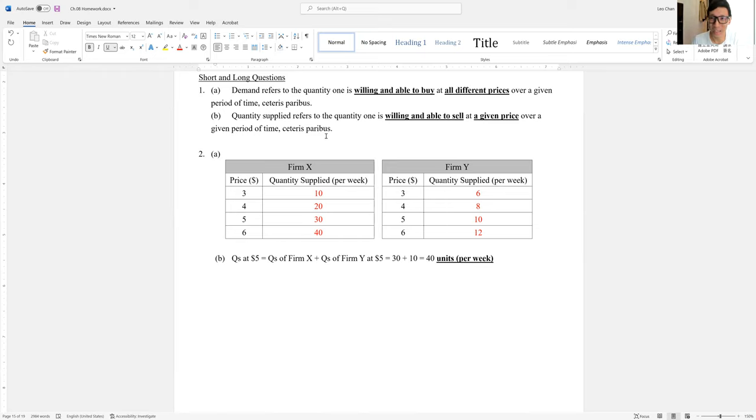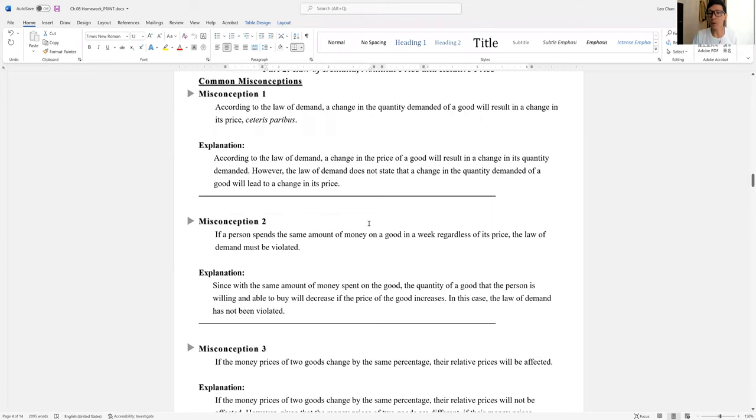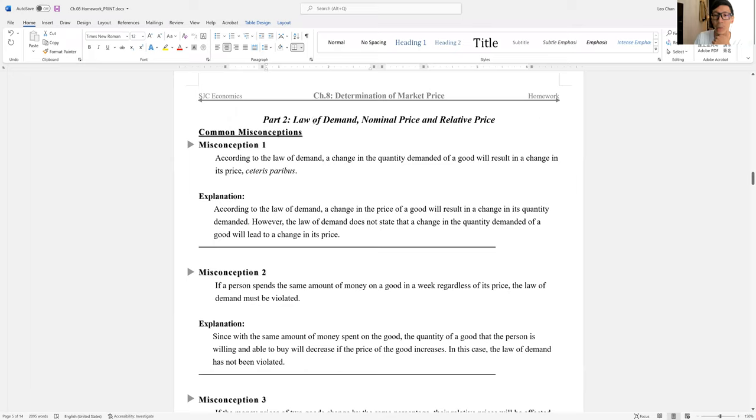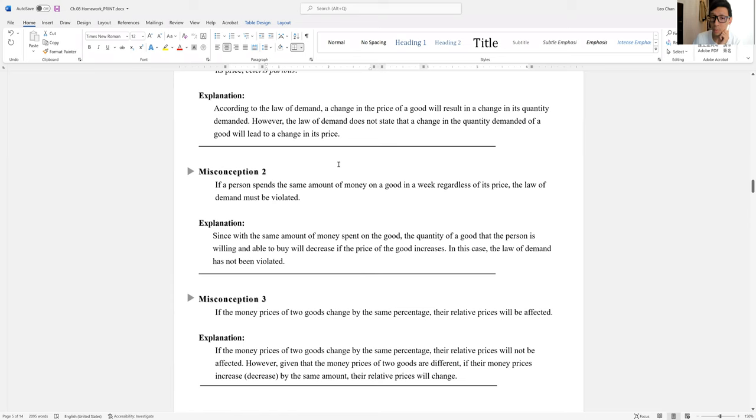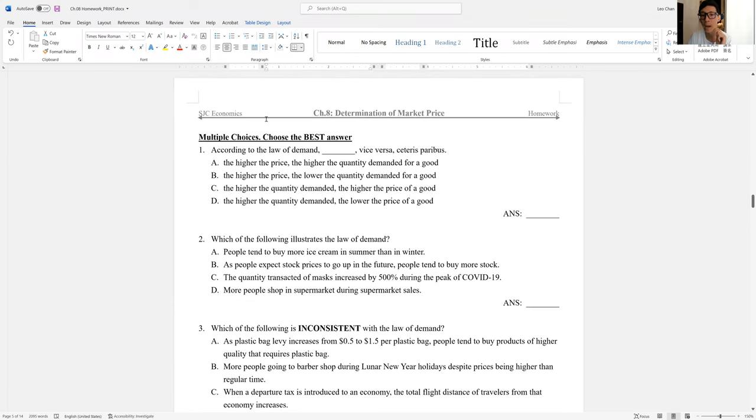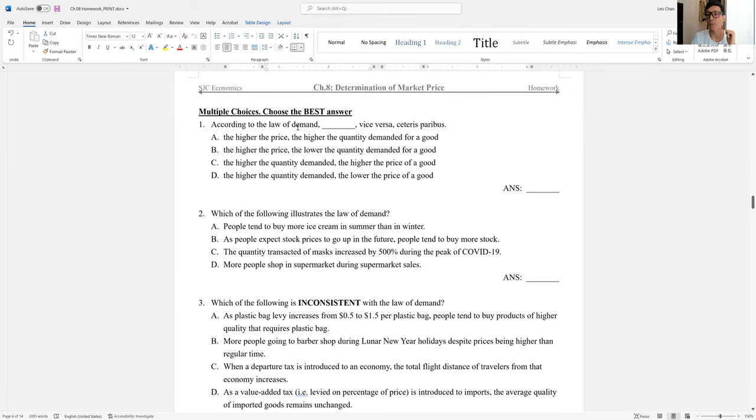With that said, not exactly too difficult. Let's move on to part two. When we talk about the law of demand, nominal price and relative price, this is the difficult part. This is harder than the first part. So let's go a bit slower on this one. Now according to the law of demand, remember the order cannot be reversed.